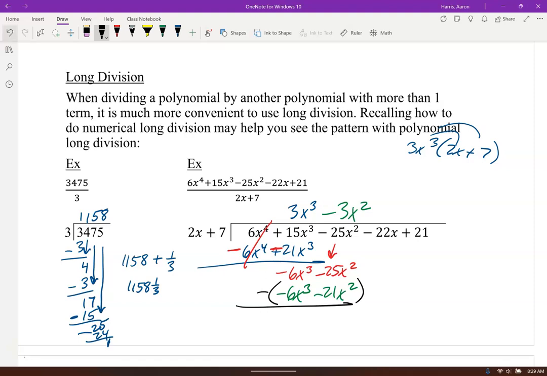Since I'm subtracting the whole thing, that'll change and that'll change. That'll cancel. Negative 6x cubed plus 6x cubed, gone. So now I do negative 25x squared plus 21x squared, negative 4x squared. And I bring down the next term, minus 22x.